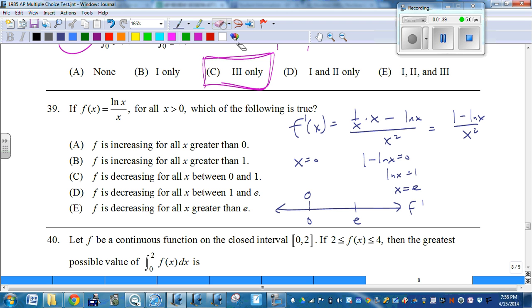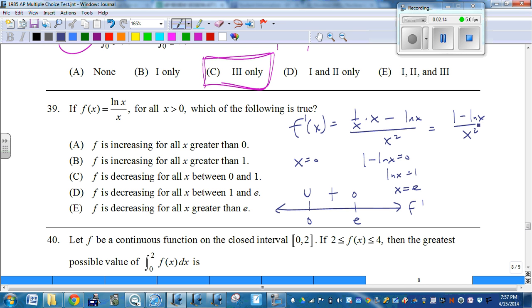At 0, the derivative is undefined. Derivative at e is 0. So between 0 and e, if we put 1 in here, 1 minus natural log of 1, well, e to what power would give us 1? 0. Am I wrong? All right, no, you're right. Oh, okay. 1 minus 0, so we get 1 over 1 squared. So we're going to get a positive value in there.